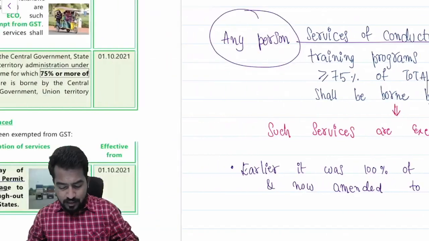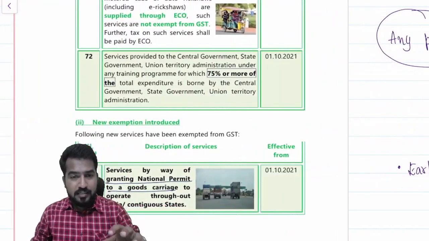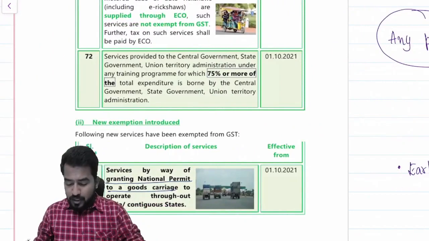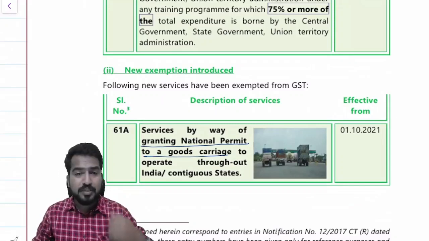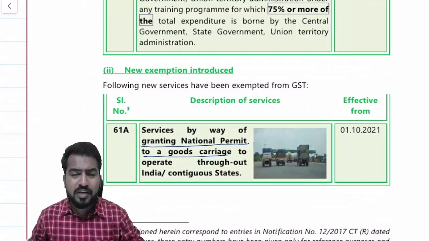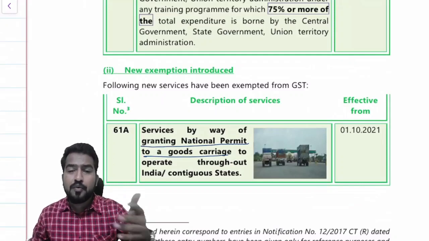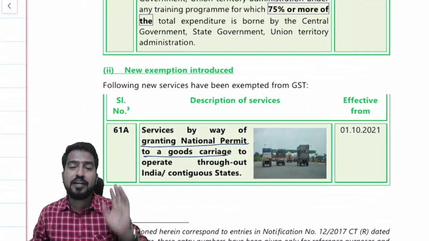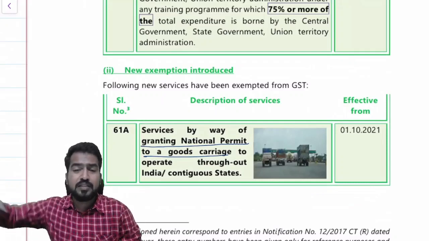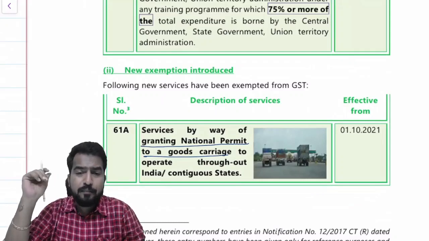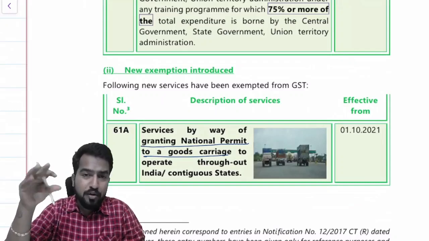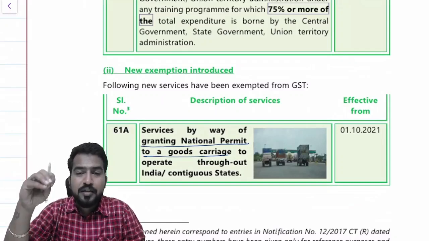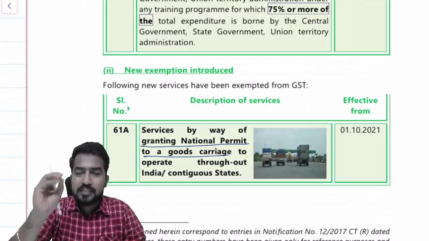Clear? So these are the entries which already existed and got amended. Now let us move on to some new exemptions which are brought into picture. New exemptions which are brought into picture. Fine. So one such new exemption is a very easy one, entry number 61A. That is nothing but where the national permit is granted to goods carriage agents, goods carriage operators, etc. So the point is that the consideration charged by the government or any other prescribed authority to give that national permit is exempt from GST.